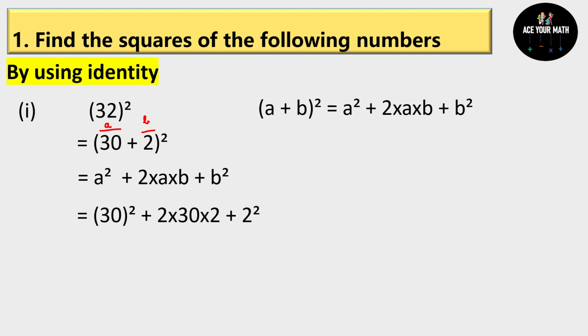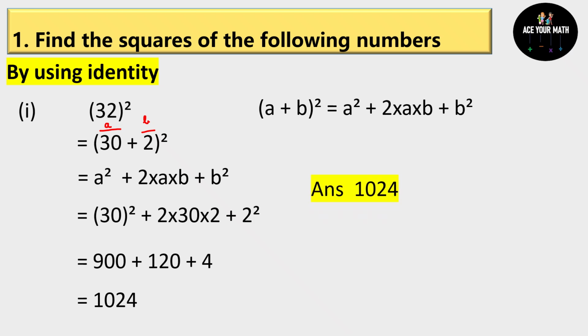But what is your B? B is 2. Now solve 30 square, it will give you 900. 2 multiplied by 30 and 2 will give you 120 and 2 square will give you 4. And when you add them, it is 1024. So, you got the same answer which we got by the different method in the previous slide. So answer is same, 1024. So by using identity, it looks more simplified and easy to do. Okay. So we will see rest of the sum also by using identity. So the answer here is 1024.